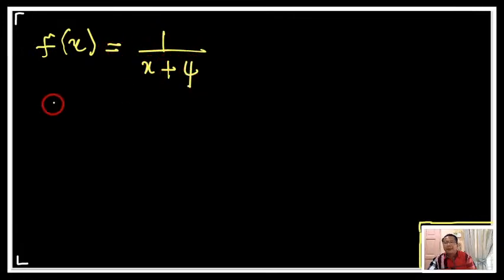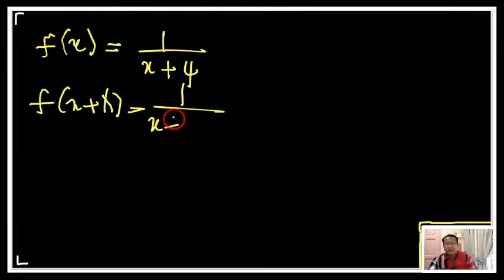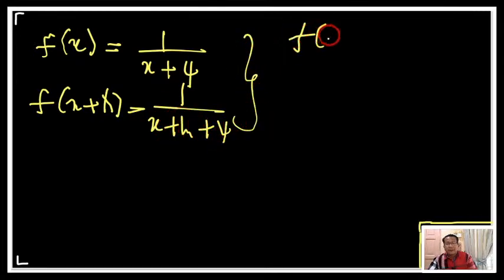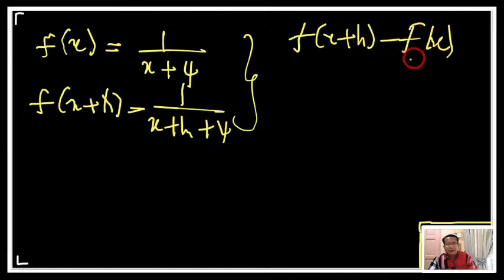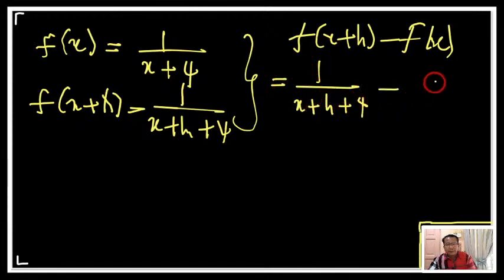Another example, f(x) equals 1 over x plus 4. So f(x plus h) is equal to 1 over x plus h plus 4. If you subtract, f(x plus h) minus f(x), you get 1 over x plus h plus 4 minus 1 over x plus 4.